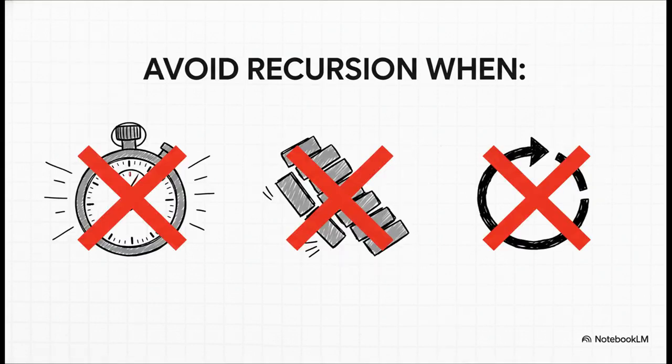On the flip side, you want to avoid recursion when every millisecond counts. If you're tight on memory, or if you can solve the problem with a simple for loop, like we saw with Fibonacci, then the iterative way is almost always better. And this is a big one. If you think that chain of calls is going to get really, really long, the risk of a stack overflow is just too high to justify using it.